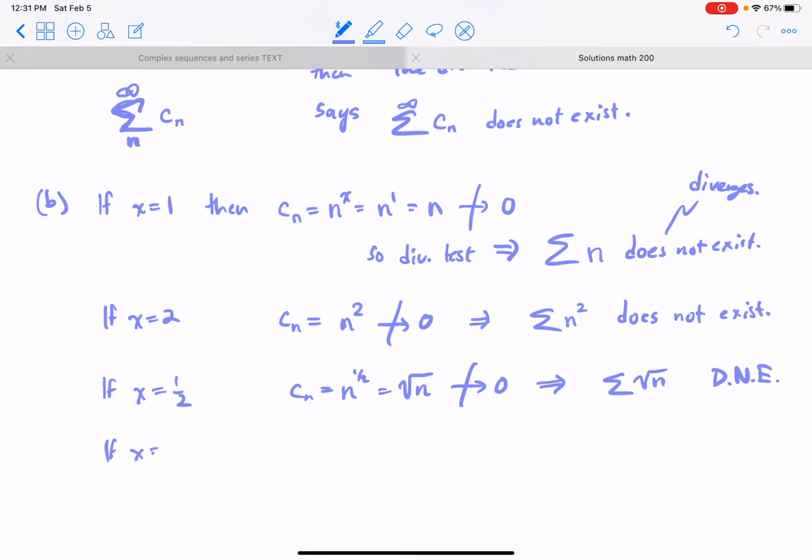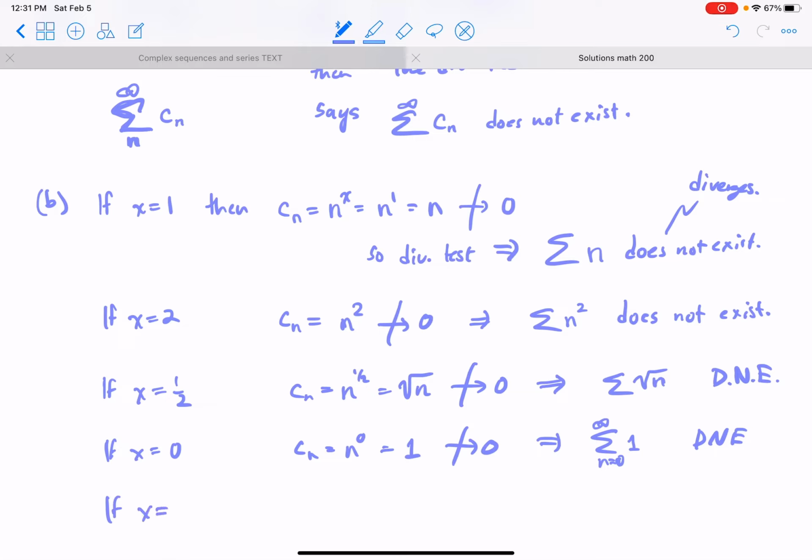Let's try if x equals 0, then c sub n equals n to the 0, which is just 1 always. Well, the sequence 1, 1, 1, 1, 1 does not go to 0, and so the sum of 1 over n equals 1 to infinity, or 0 to infinity, whatever, does not exist.